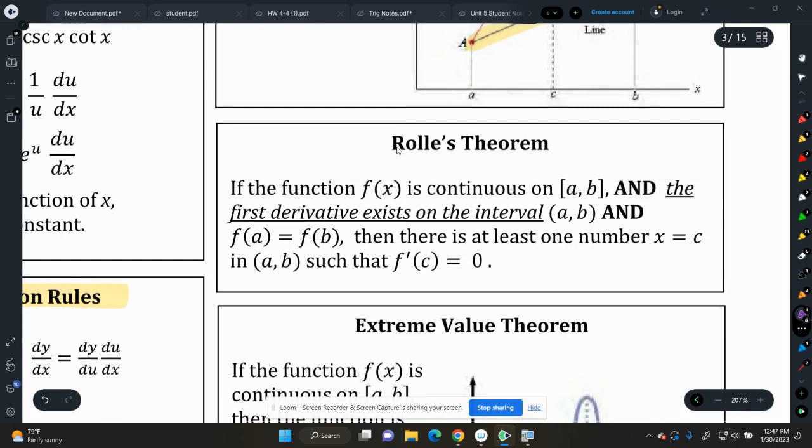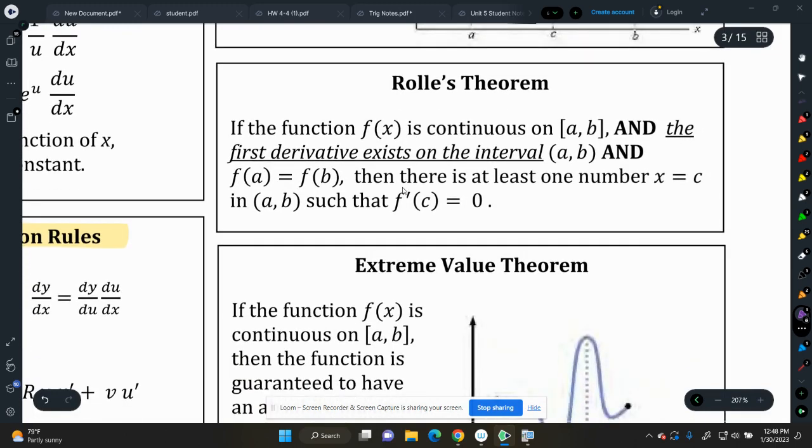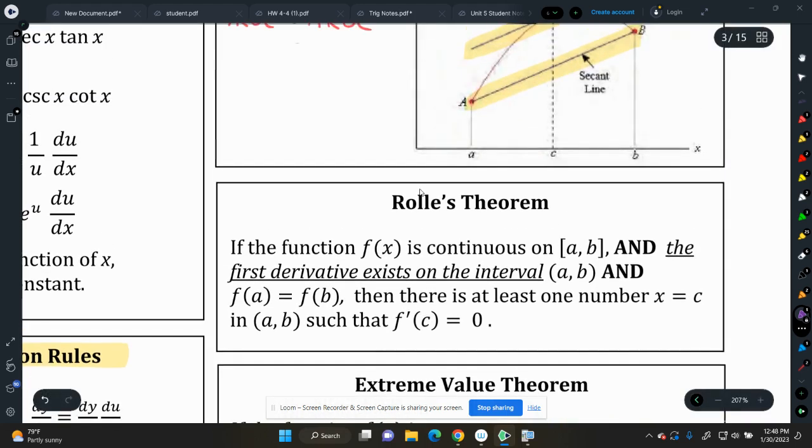Okay? All right, so Rolle's theorem says if a function is continuous and differentiable and f of a equals f of b, then there's at least a c value on that interval such that f prime of c equals 0. So this is what this looks like graphically.